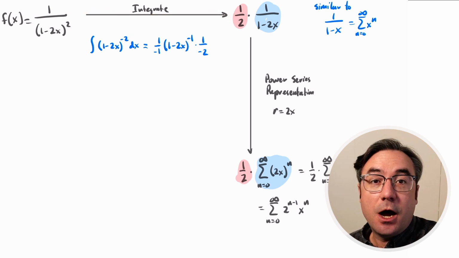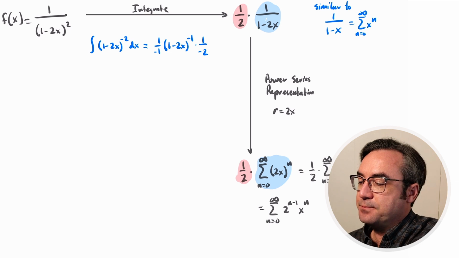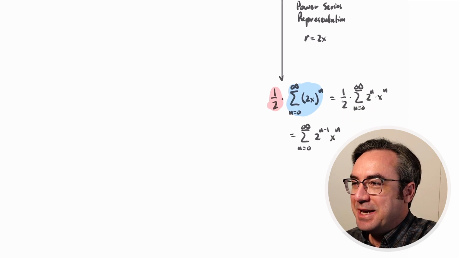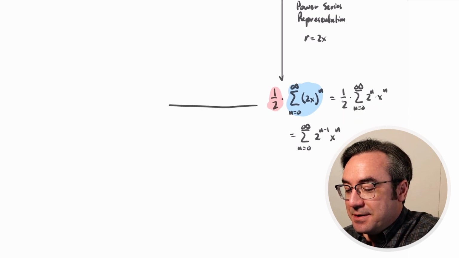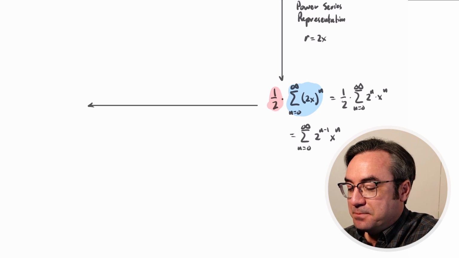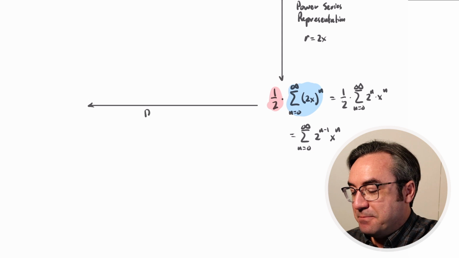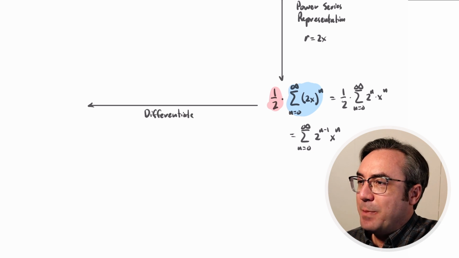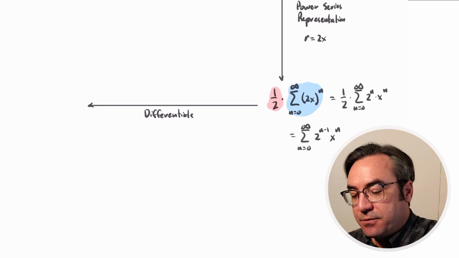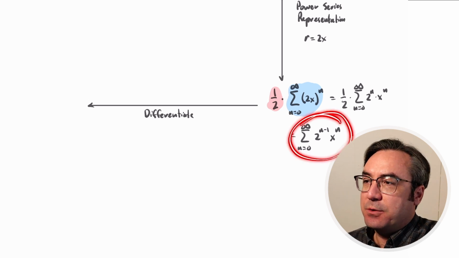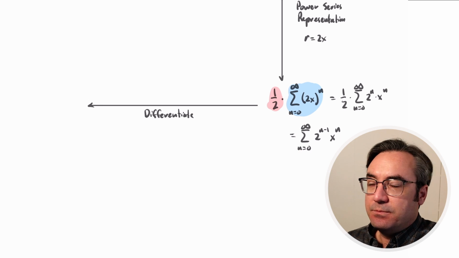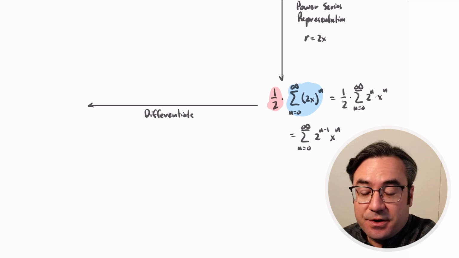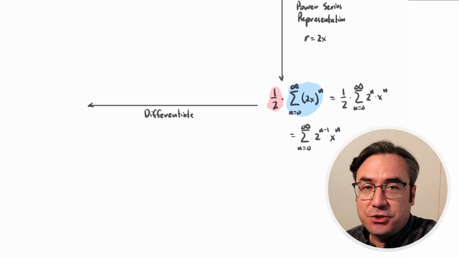Well, what process undoes integration? You're probably guessing right now. Differentiation. So we're going to differentiate. We've got to go back. So we're going to differentiate this power series here. And we've seen now how to actually differentiate a power series. It's actually very nice. We just differentiate the power function with the power rule.